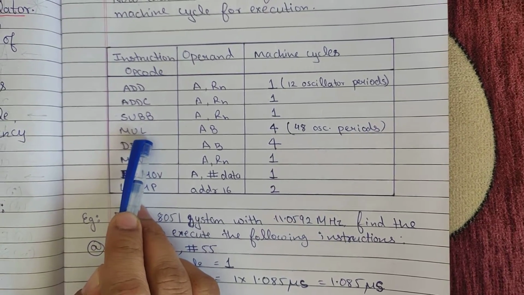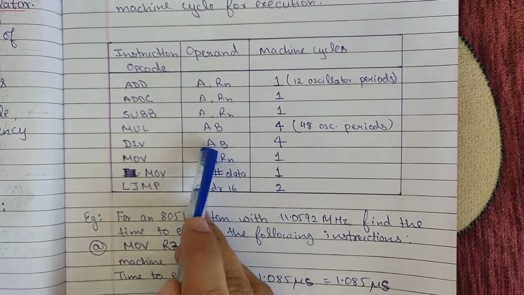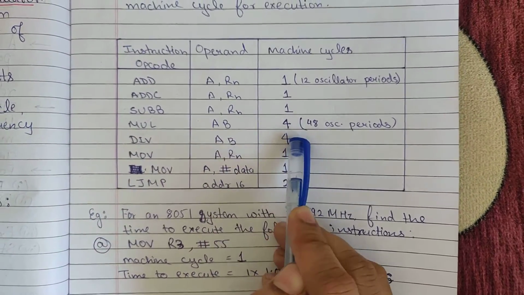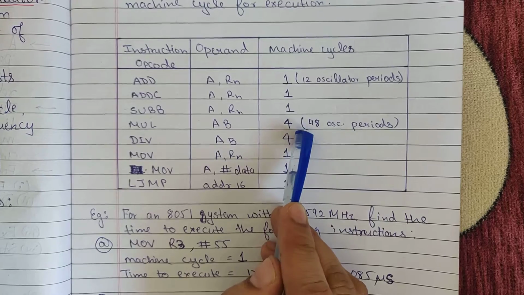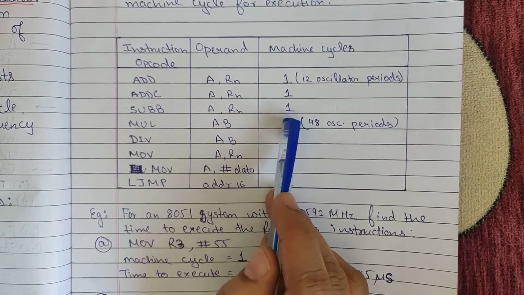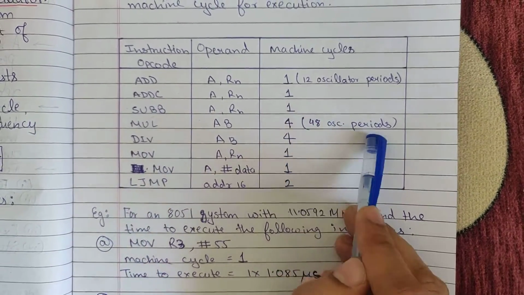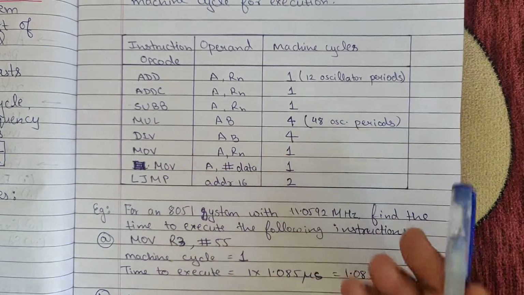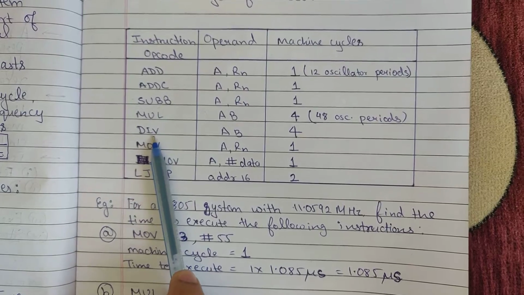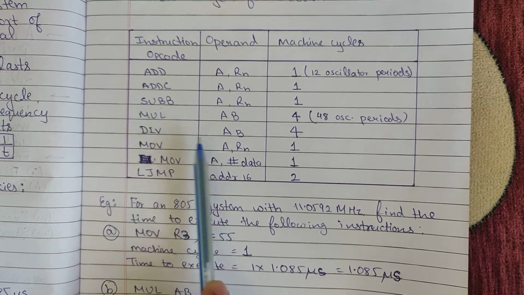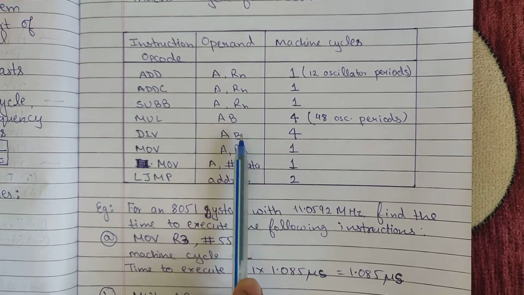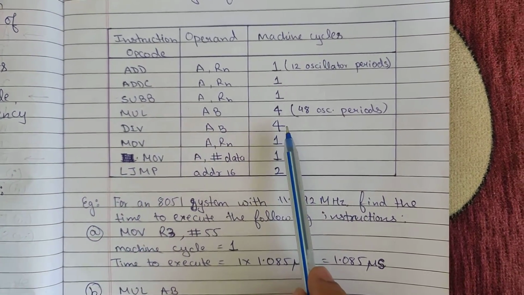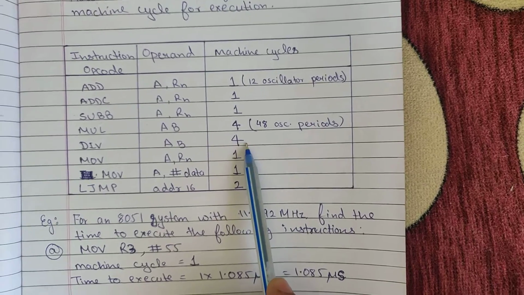Next is MUL, that is multiply. Here we have multiply A with B, and it is equal to 4 machine cycles. Okay, 4 machine cycles, and that is basically 12 into 4, that is 48 oscillator periods. Next we have DIV, that is nothing but divide A by B, and that is again equal to 4 machine cycles.